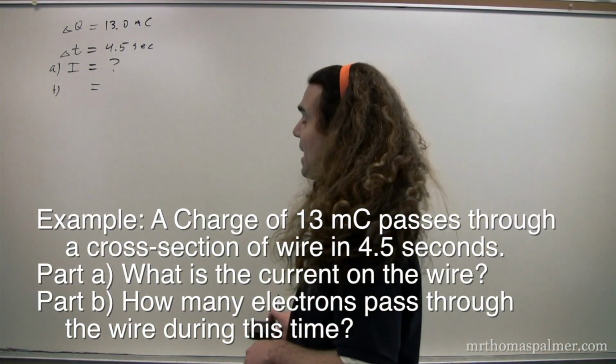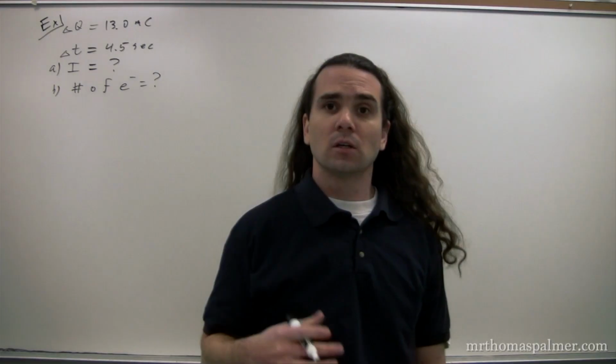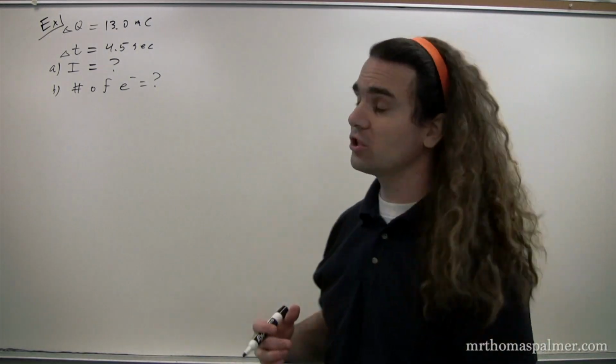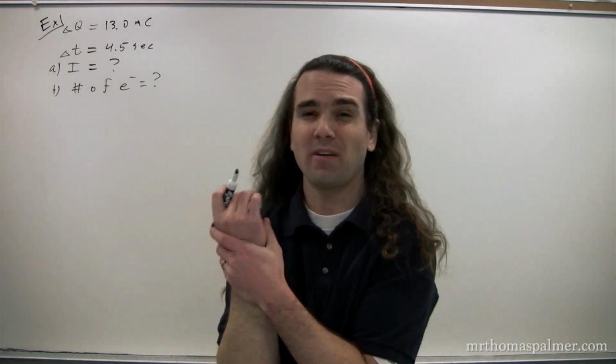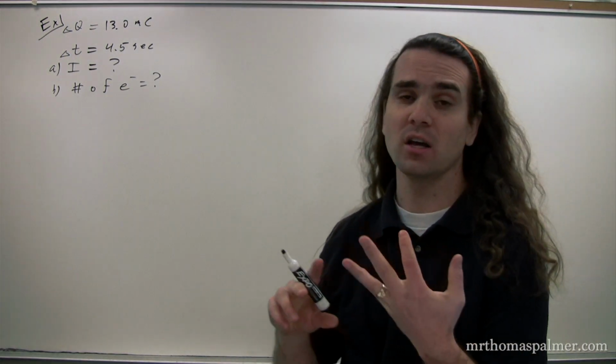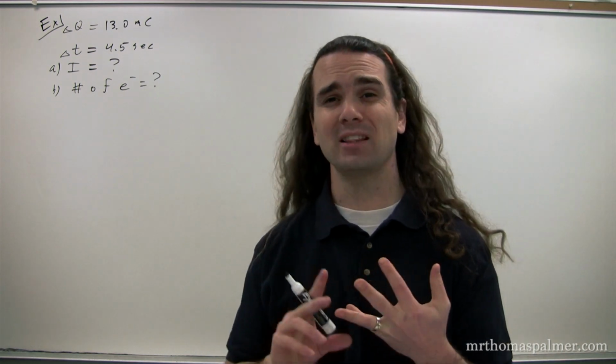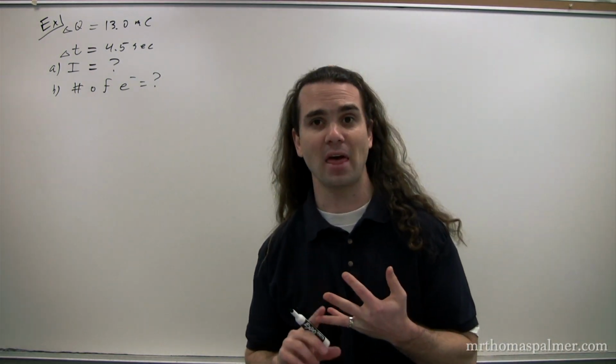Well, yeah, that's part A, but what about part B? I guess that would be the number of electrons equals question mark. Great, so we know the change in charge, the delta Q, is 13 millicoulombs. We know the change in time is 4.5 seconds. For part A we're looking for the current, and for part B we're looking for the number of electrons that pass by the wire in that time.